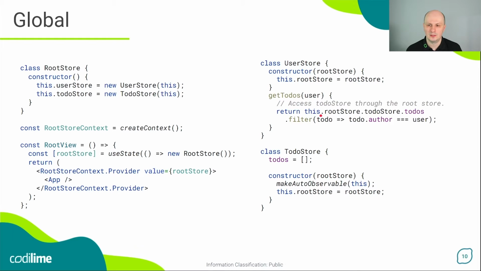So every child store has, in the constructor, access to the root store, and when some action or computed function needs another store, then it can be accessed by this.rootStore.anythingElseStore.anythingData. So in that case the root store is only passed at the top of the application, and in every component of our application we can use useContext to get the root store.